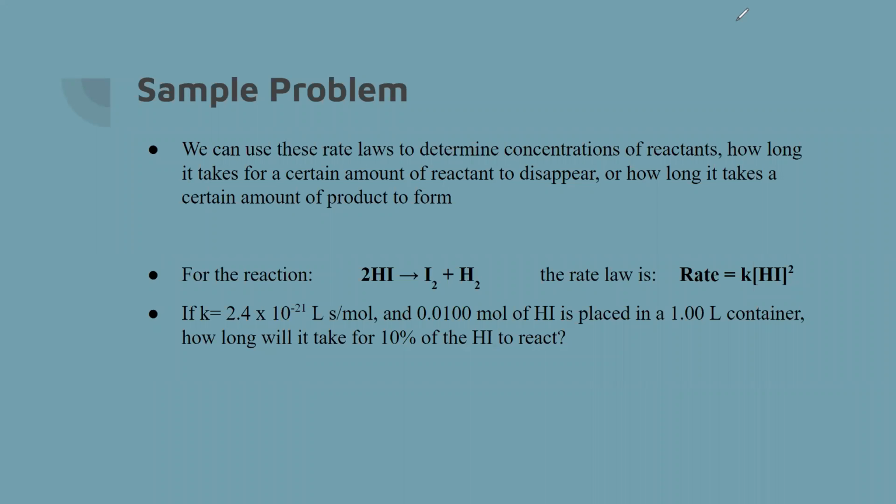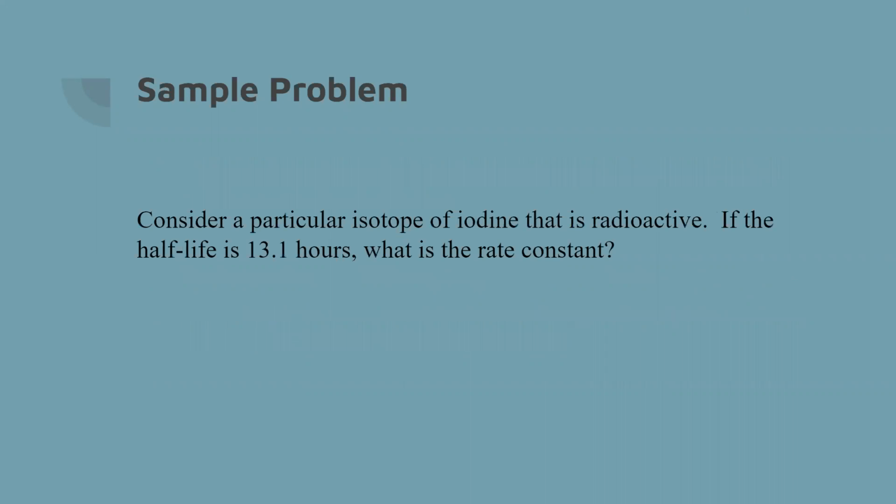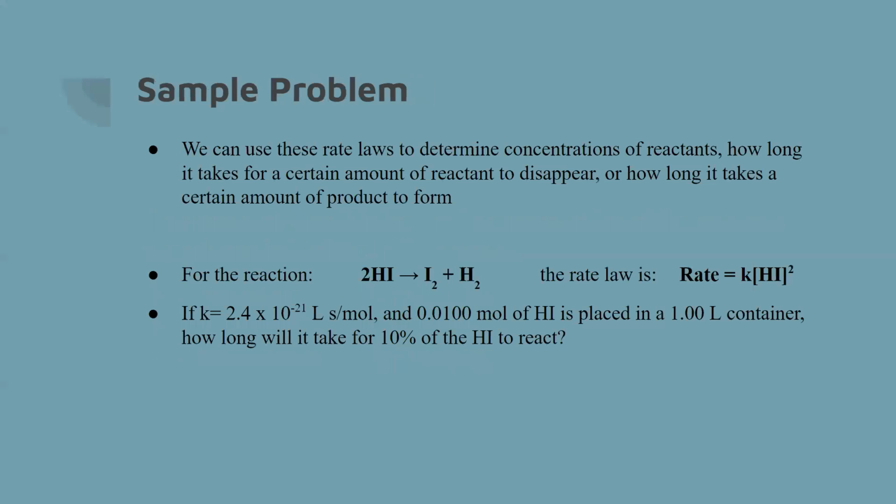All right, another sample problem. We can use rate laws to determine concentrations of reactants, how long it takes for a certain amount of reactant to disappear, or how long it takes a certain amount of product to form. So our question says for the reaction, 2HI yields iodine gas and hydrogen gas, our rate law looks like the thing you're seeing on the right, K times the concentration of HI to the power of 2.